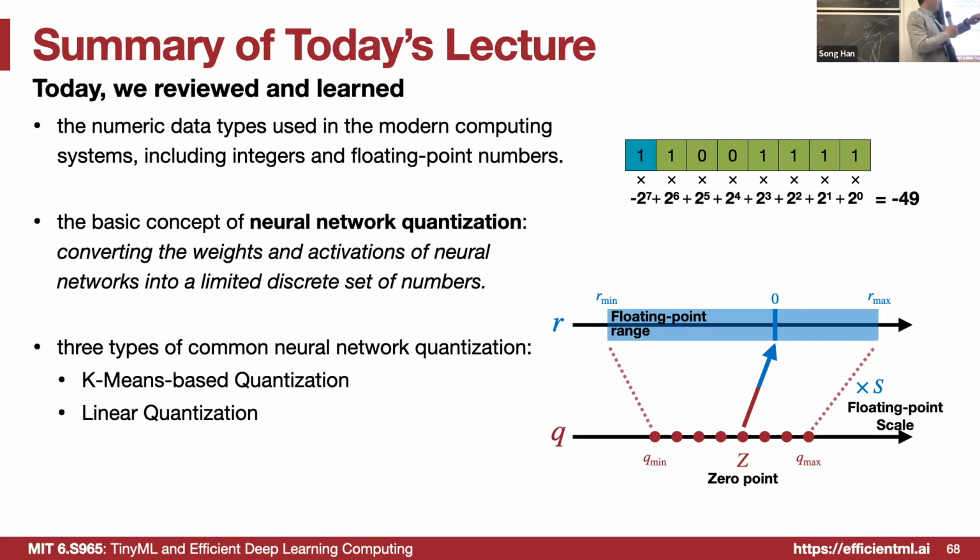So here's a summary for today's lecture. We first reviewed those data types. What is FP32, brain float, what is tensor float 32, what is FP16 half precision, full precision? And then we learned the basics of quantization, including K-means quantization and also linear quantization.